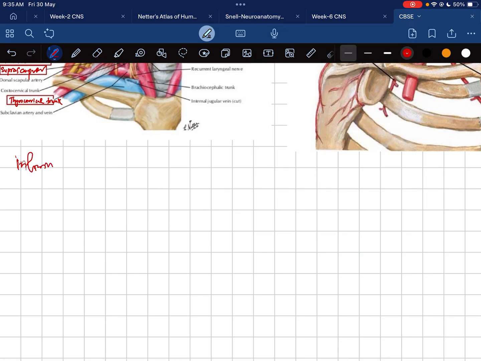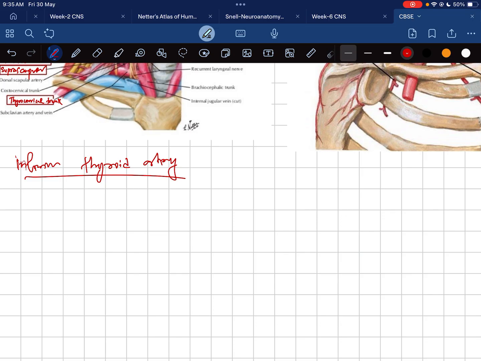Inferior thyroid artery. It ascends along the medial border of the scalenus anterior, just below the transverse process of cervical vertebra 7, and turns medially to reach the posterior surface of the lateral lobe of the thyroid gland.